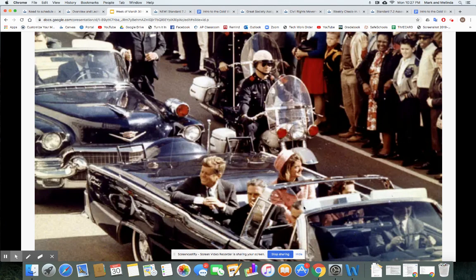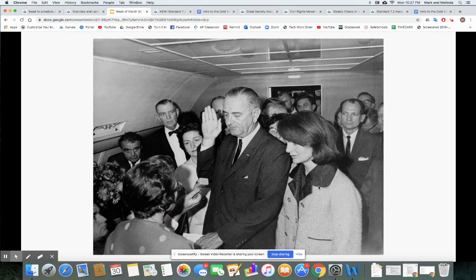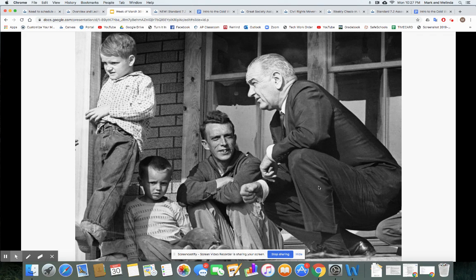So basically what happens is LBJ becomes the president, and what he's famous for, other than Vietnam and the civil rights movement, is what's called the War on Poverty. At the time, there was a new data set that said that 20% of Americans are living in poverty, with 50% of African Americans living in poverty. And he wanted to address this with a system of programs called the Great Society.